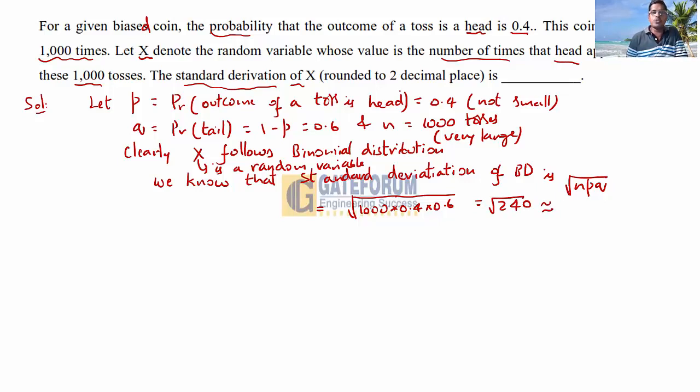Approximately, they are asking up to 2 decimal places. So 15.49. So the answer is 15.49. This is the end of the question.